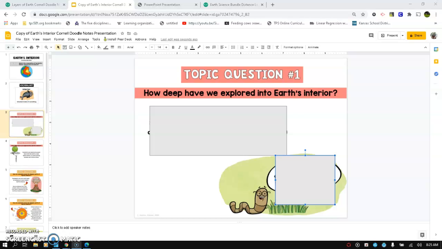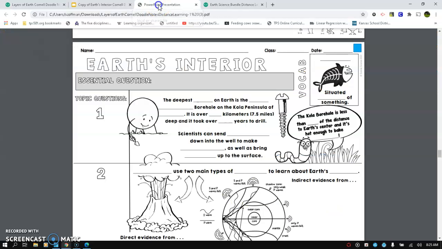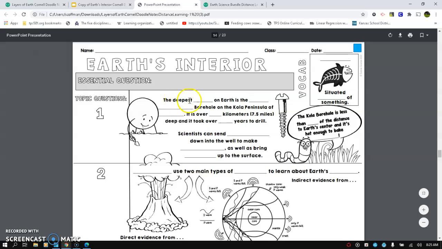Well, we have a couple of wells that I spent a little bit of time talking about, and also that expedition that's on the cusp of the mantle. It's just extremely hot. So the deepest blank on Earth is the blank borehole in the Kola Peninsula of blank. It is over blank and took over blank years to drill. Scientists can blank down and blank as we bring blank up to the surface.